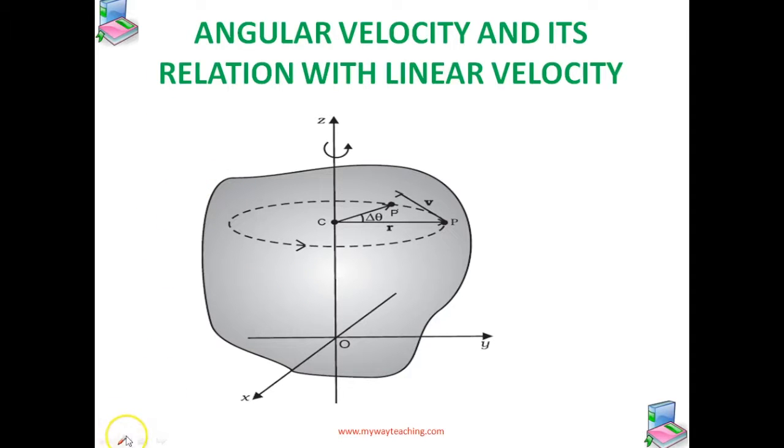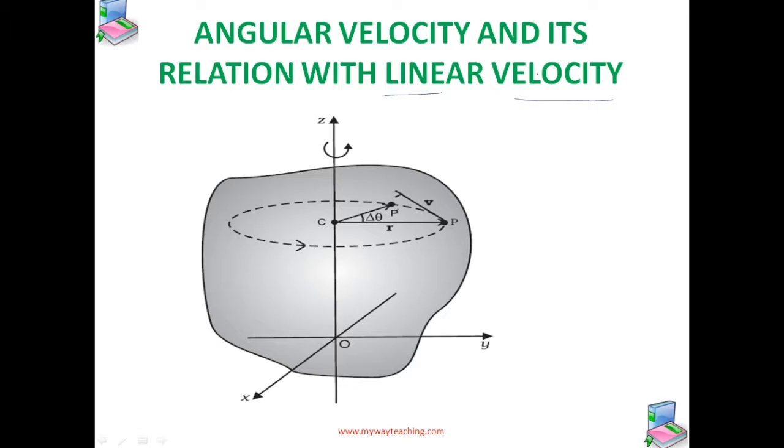In this part, let us study what is angular velocity and its relation with linear velocity. See, the linear velocity of the particle is related to the angular velocity. The relation between these two quantities involves a vector product that we learned in the previous sections.